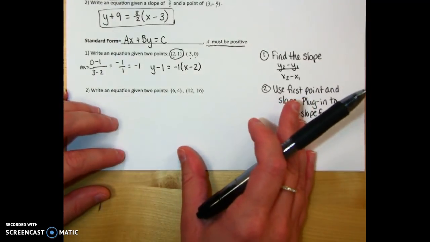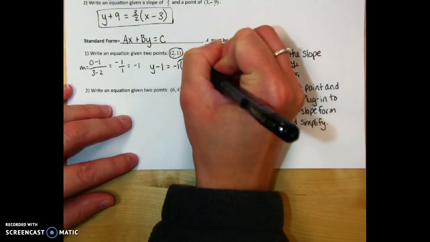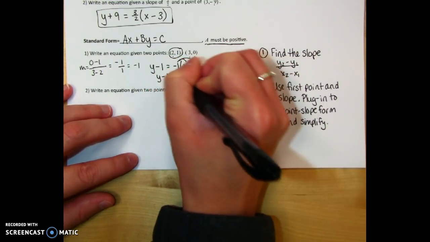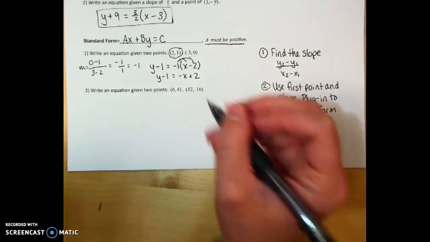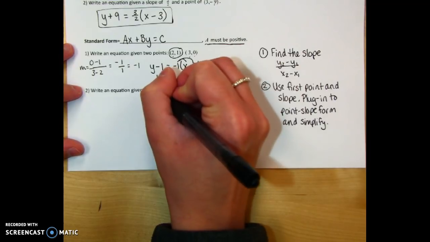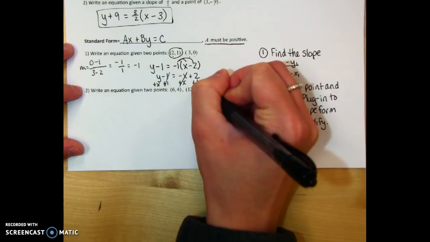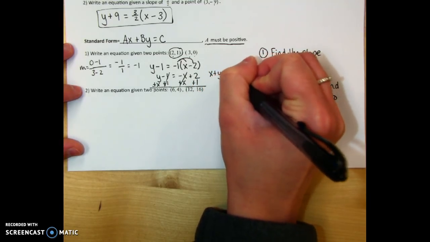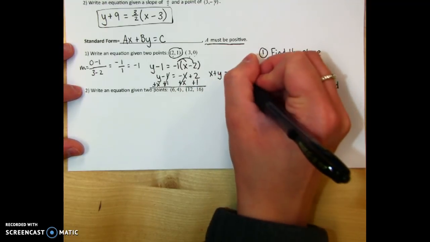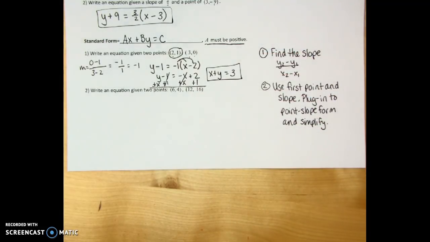Okay, now we need to simplify it to get the x and the y on the same side. So I'm going to distribute the negative 1 to get y minus 1 equals negative x plus 2. I'm going to add the x to both sides, and in the same step, I'm going to add 1 to get rid of that. So that gives me x plus y on the left side, and then 2 plus 1 is 3. Yeah, the standard form one is the most complicated one that you'll have to do.